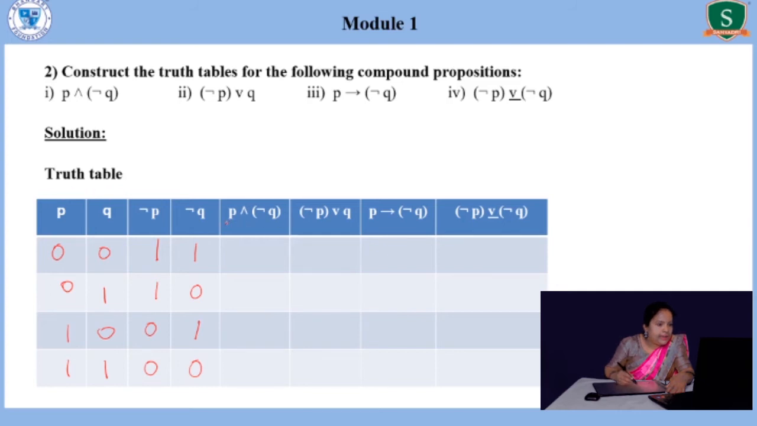Next, we need to find P and negation Q. We need to take AND between these two. In AND, if both the propositions are true, then only it is true. Otherwise, it is 0. Now, here P is 0, negation Q is 1. So one proposition is false, so it is 0. Next one, P is 0, negation Q is 0. Both are 0, so it is 0. Next one, P is 1, negation Q is 1. Both are 1, so it is 1. Last, P is 1 and negation Q is 0, so we get 0.